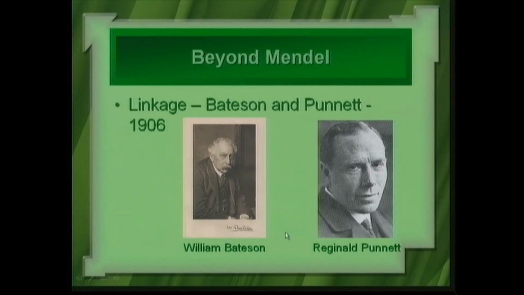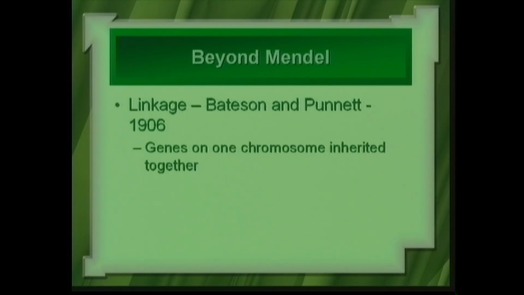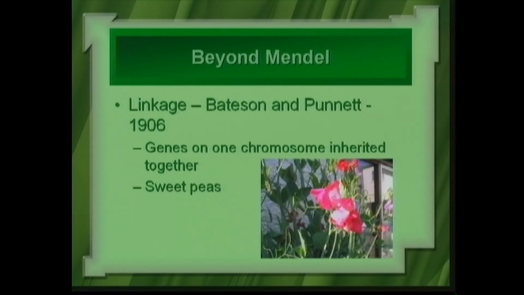In 1906, 100 years ago, they figured out something called linkage. What is linkage? This is when genes on a single chromosome are inherited together. So genes on one chromosome, since they're on the same chromosome, are inherited together. So you didn't have the usual segregation like you saw in Mendelian genetics, or genetics as done similar to Mendel. So they studied the sweet peas.